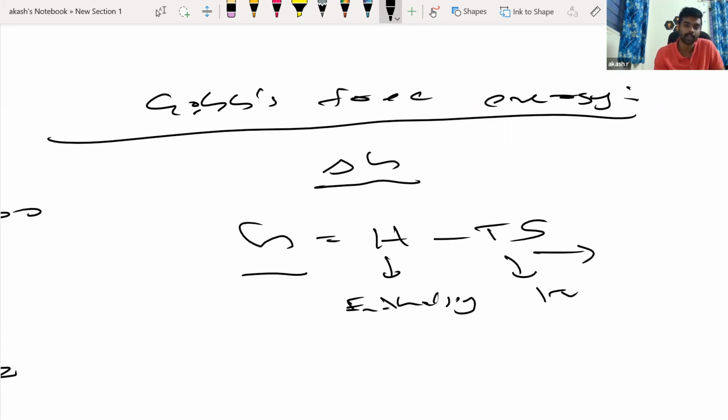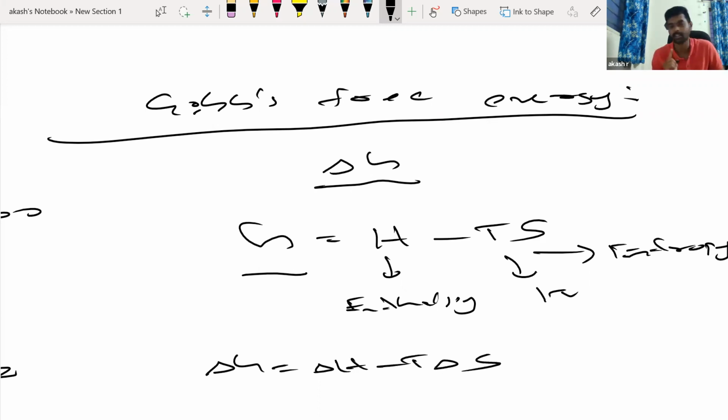And S is the absolute entropy, right? See, don't ask me how this is derived or how it is made. This is how scientists defined it. The definition itself is like that only. Okay, so now we can write it like this: delta G is equal to delta H minus T delta S. That is how you can mathematically define your Gibbs free energy. Change in Gibbs free energy is equal to delta H minus T delta S.